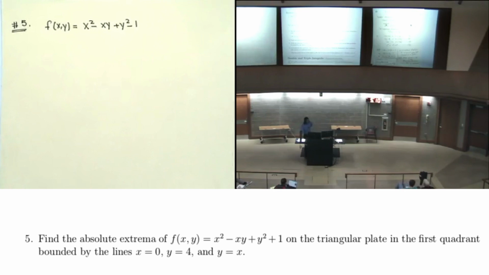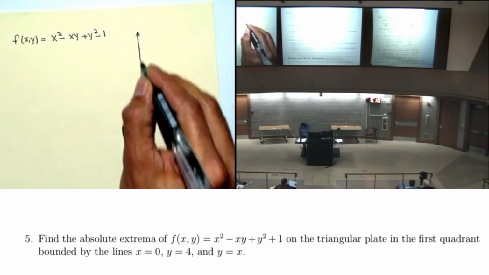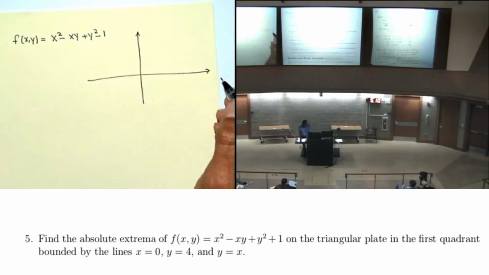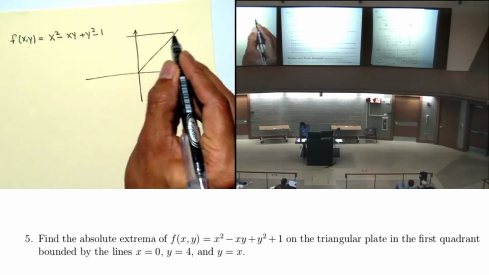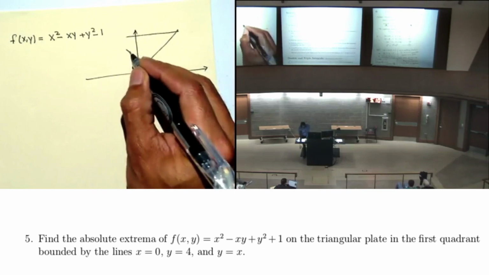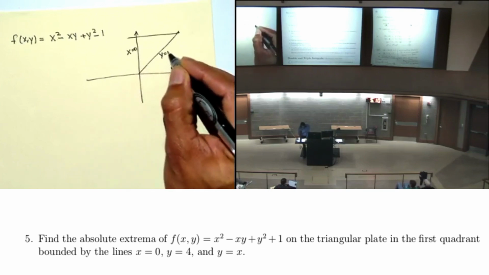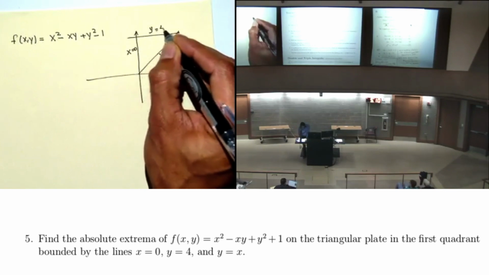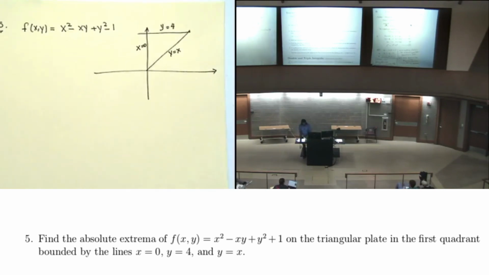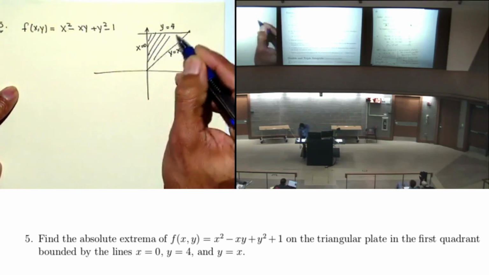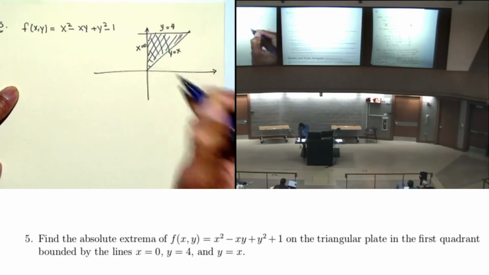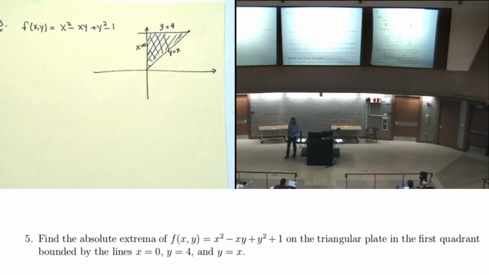On the triangular plate in the first quadrant bounded by these lines. So let's try to draw a diagram. They say y is equal to x, this is the y equals x line, y is equal to 4, this is the y equals 4 line, x is equal to 0, this is the x equals 0 line. So the problem is to find the extrema subject to this condition. So you have to find the absolute maxima or minima, but it has to be in this domain.